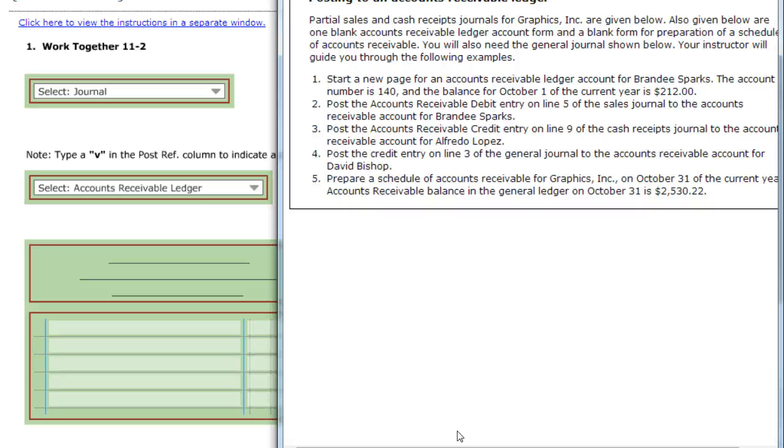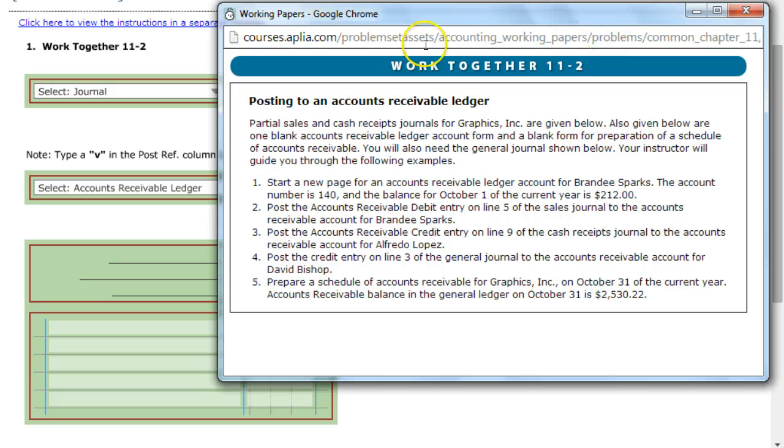Hello, this is Mr. Bergman, and we're going to do the work together problem for 11.2. Instead of doing the accounts payable ledger, we're doing the accounts receivable ledger. It says that a partial sales and cash receipts journal for Graphics Incorporated are given below, and it also says that there are some other forms that you want to be aware of.